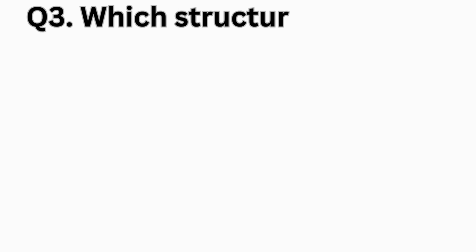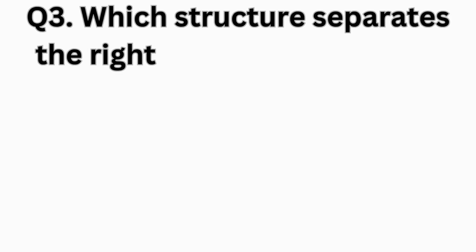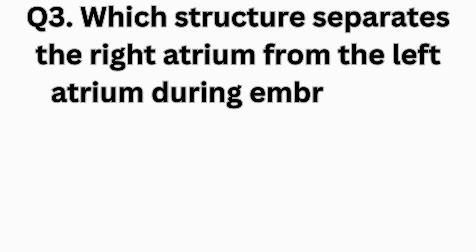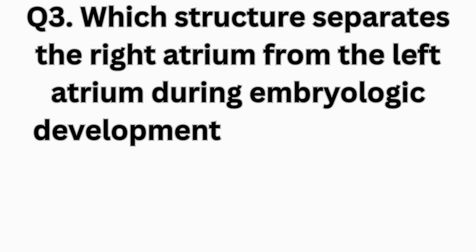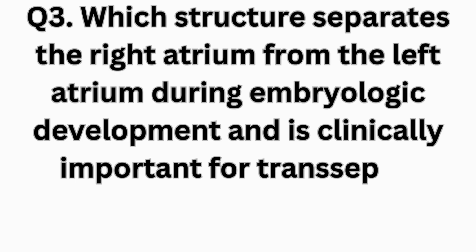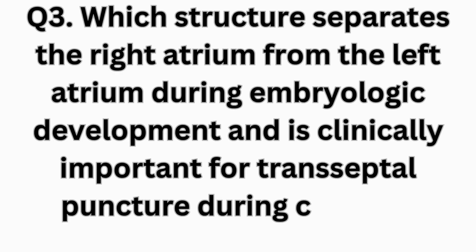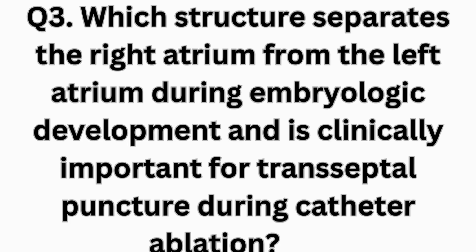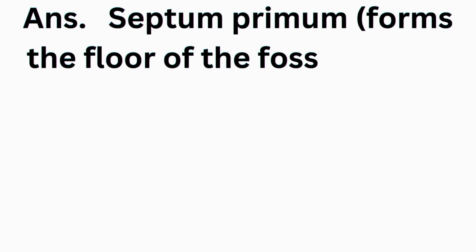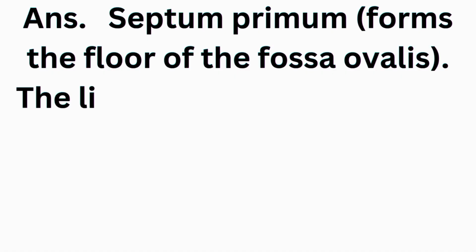Question 3. Which structure separates the right atrium from the left atrium during embryologic development and is clinically important for transseptal puncture during catheter ablation? Pause the video now. And here comes the answer. It is the septum primum, which forms the floor of the fossa ovalis.